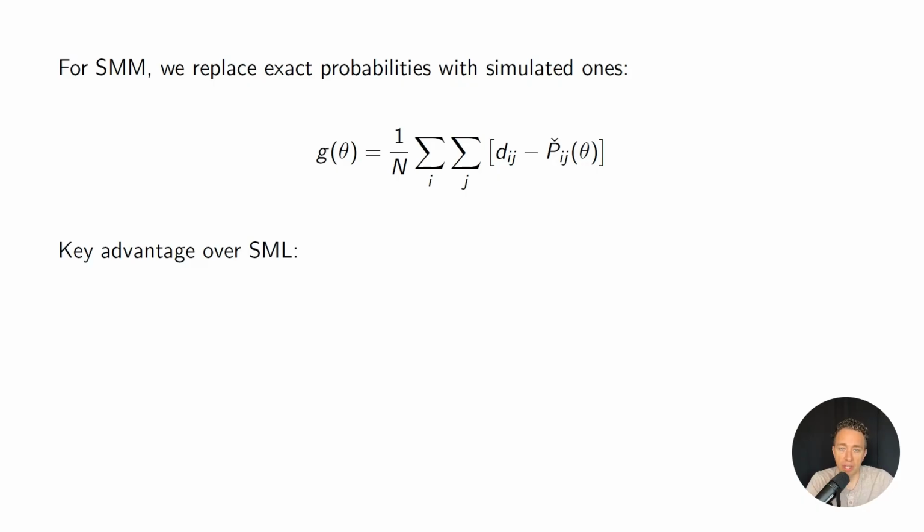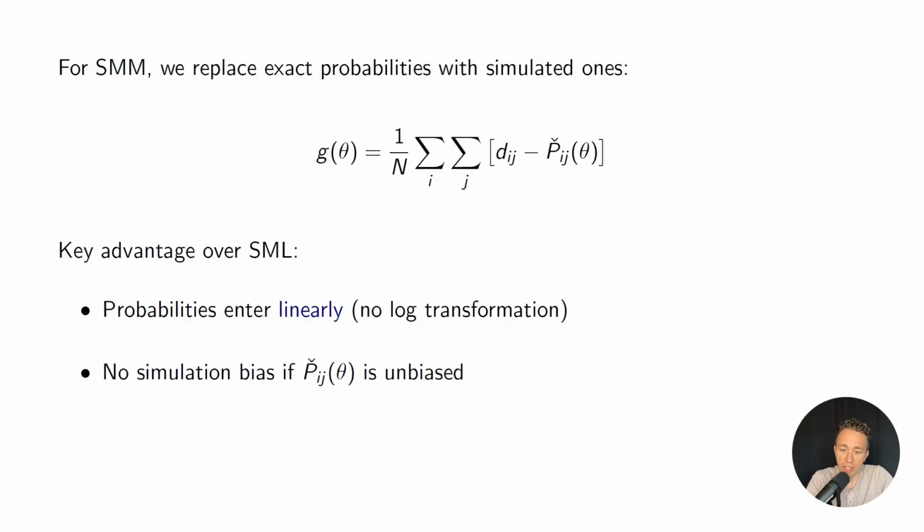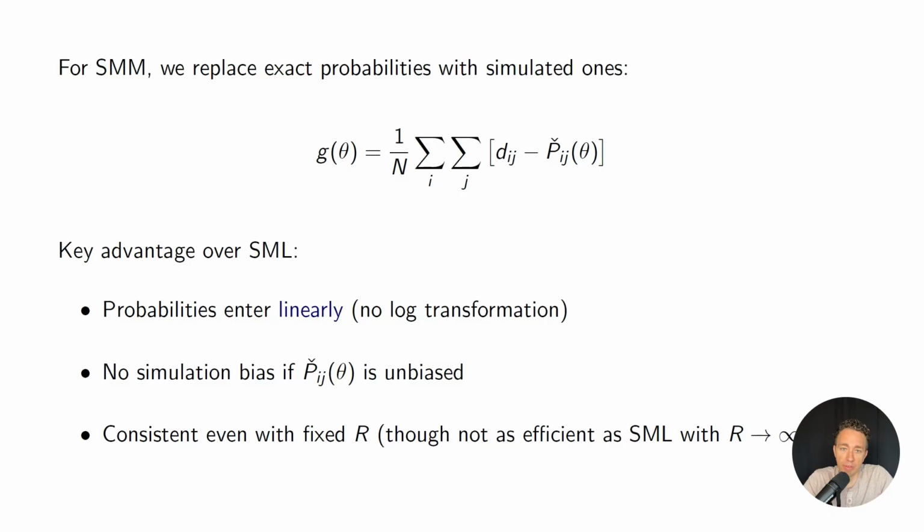The key advantage for SMM over simulated maximum likelihood is that these probabilities are entering linearly. You can see there's no log in this equation at all. And so that's going to reduce the bias from Jensen's inequality that arises in simulated maximum likelihood. So as long as we can get an unbiased p-check estimator, then our estimates are not going to be biased. And even if we let R be fixed, we're still going to get consistent estimates. Now, maximum likelihood is always going to give us the most efficient estimates, so we are going to sacrifice some efficiency when we use simulated method of moments, but it's not as severe as the simulated maximum likelihood.